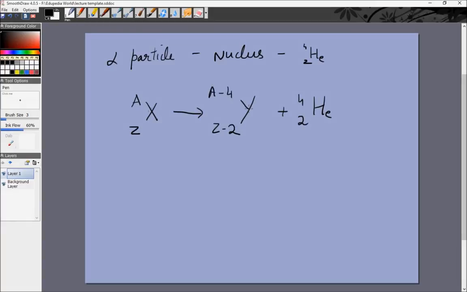So it emits a 4,2 helium nucleus, also called an alpha particle, and this is called the parent nucleus, and this Y is called the daughter nucleus.